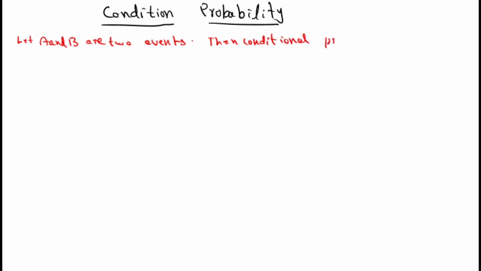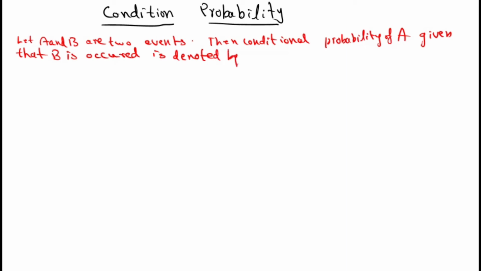probability of A given that B has occurred is denoted by probability of A by B. Okay, probability of A by B means conditional probability of A. That means you are calculating the probability of the event A where event B has already occurred.